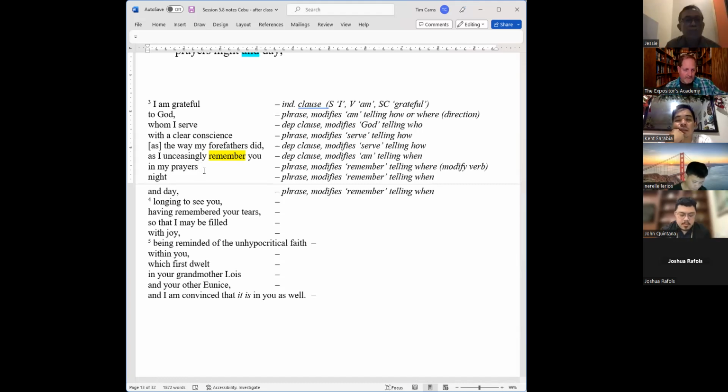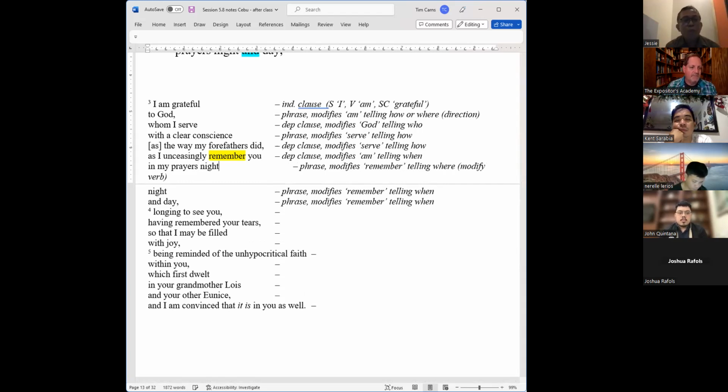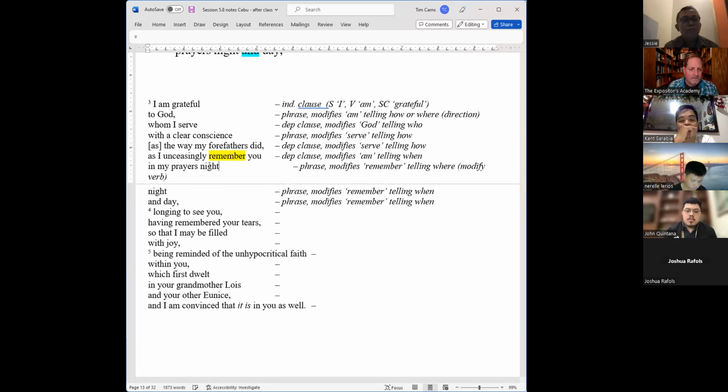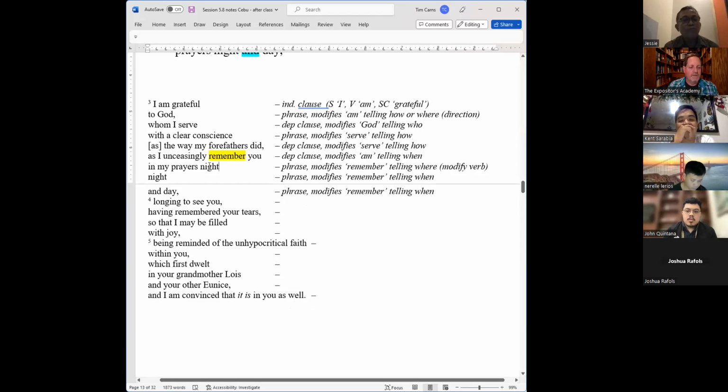But as we look at the sentence and think about it, in my prayers, night doesn't make sense as a full phrase. Night should be put on as a separate phrase. Now, if you had left it there, in my prayers night, on your diagram, that's okay. But it'd be just a little bit confusing when you get to and day.